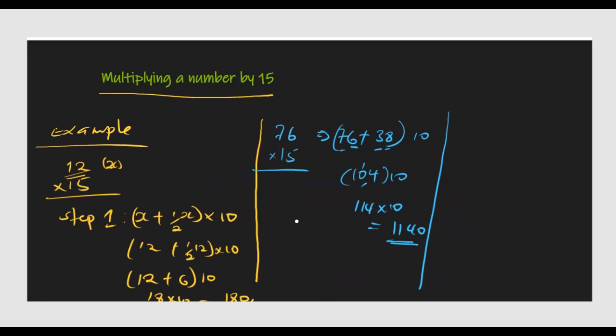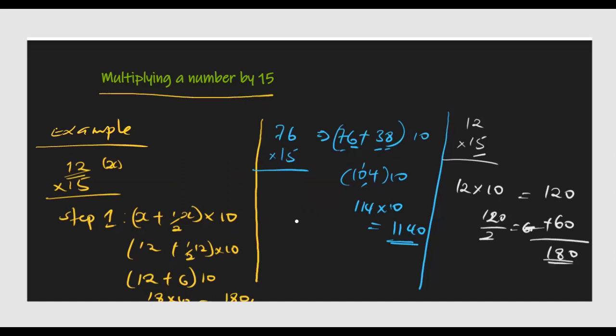What will change is this: if you say 12 multiplied by 15, we are going to multiply 12 by 10 immediately to give us 120. And then we say: what is half of 120? You divide 120 by 2 to give us 60. So that is what we add, and that gives you 180. You realize that it's so easy.